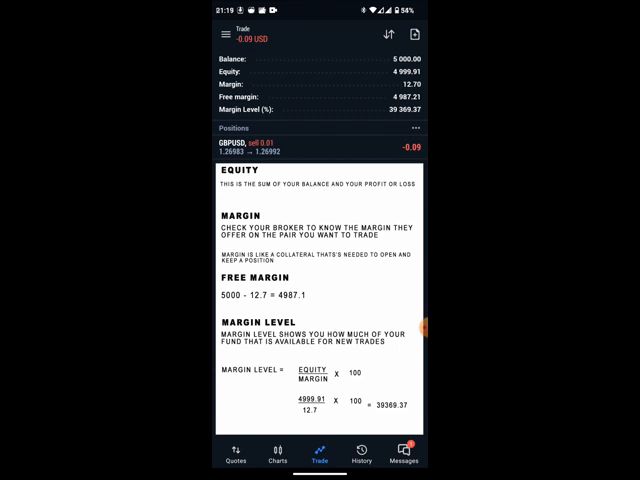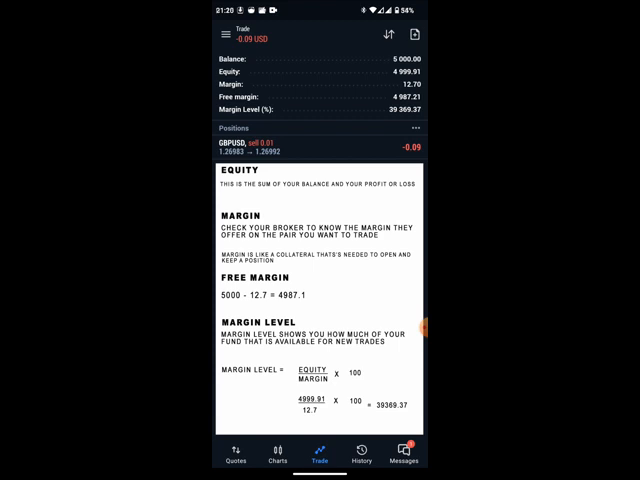Next we have equity. What is equity? Equity is the sum of your balance and your profit or loss. What this simply means is when I open this trade, I bought the GBP/USD, I'm already at a loss of 0.09, right? So that's why if you look, my equity is 4999.91. When you take 0.09 from your $5,000, that's what you get, and that's why you have that 4999.91 there. So don't get yourself confused.